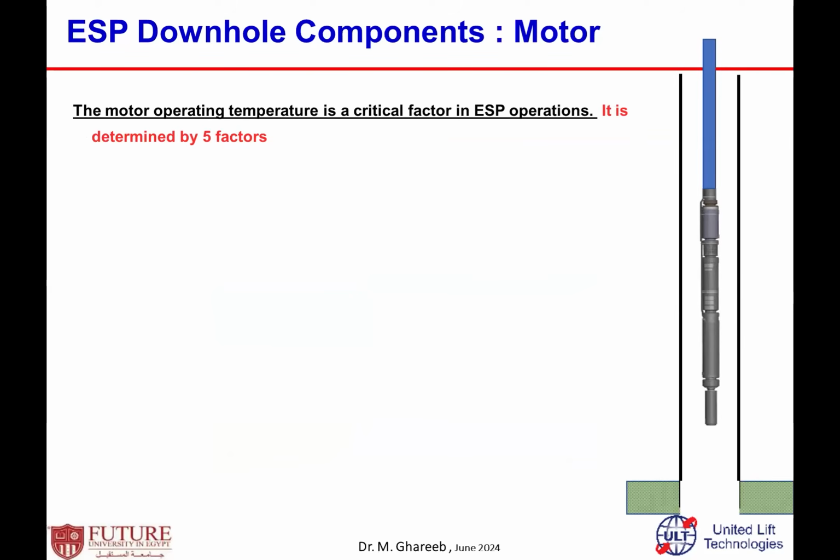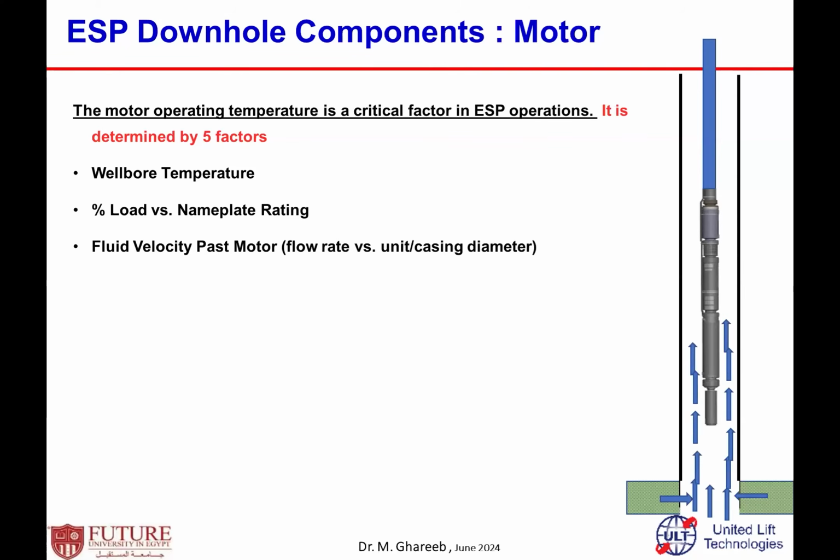These are the main important factors for the temperature at the motor depth. One of the main factors is the well bore temperature: how much temperature there is around the motor itself at the motor depth. Second, how much you load your motor. Do you run the motor near its maximum load or at 50%? When we run the motor at high load, it generates more temperature, and more temperature generated requires more cooling.